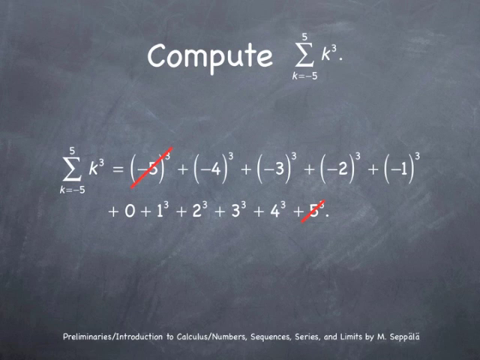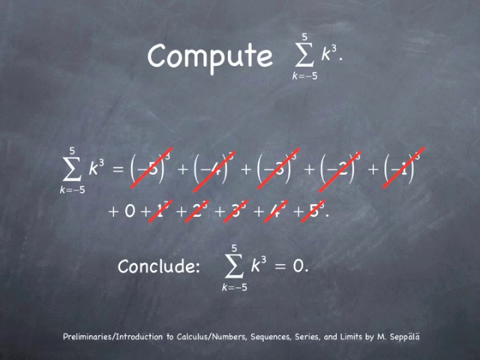And then we observe that negative 5 cubed is same as negative of 5 cubed. So negative 5 cubed cancels out with 5 cubed, and in the same way negative 4 cubed cancels out with 4 cubed, negative 3 cubed cancels out with 3 cubed, and negative 2 cubed with 2 cubed, and negative 1 cubed with 1 cubed, and we are left with 0. So we conclude that summation k from negative 5 to 5 of k cubed is 0.